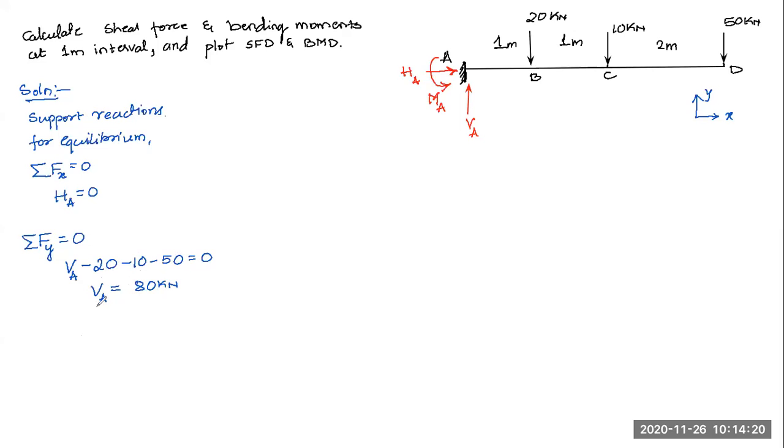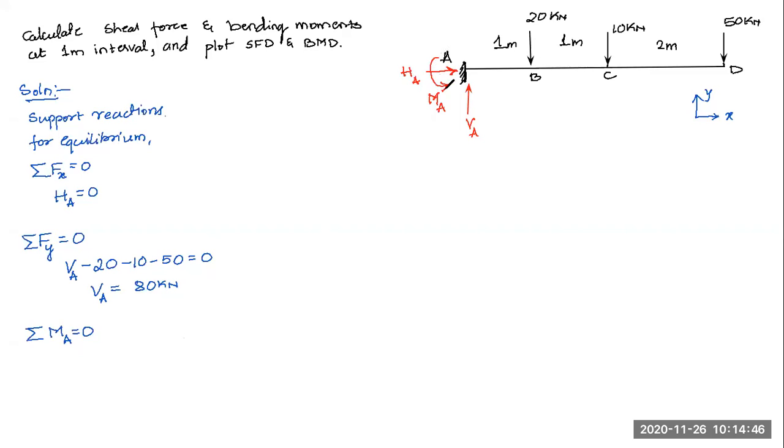Now one more condition of equilibrium: summation of moments about A should be 0. Let me take the third condition of equilibrium. Summation of moment should come out to 0, and if I take moment about A, at this support A, there is one moment in the form of a reaction which is coming in at point A itself.